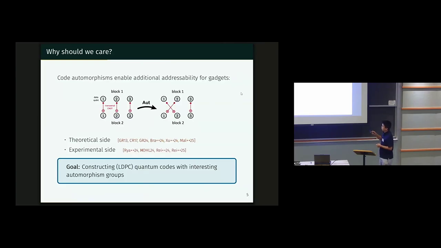And I would say a lot of the works on the theoretical side, the first few dealt with non-LDPC quantum codes, and then the last few dealt with very specific quantum codes. So the question we wanted to ask was, can we study the most generic ways of making quantum LDPC codes with interesting automorphism groups?